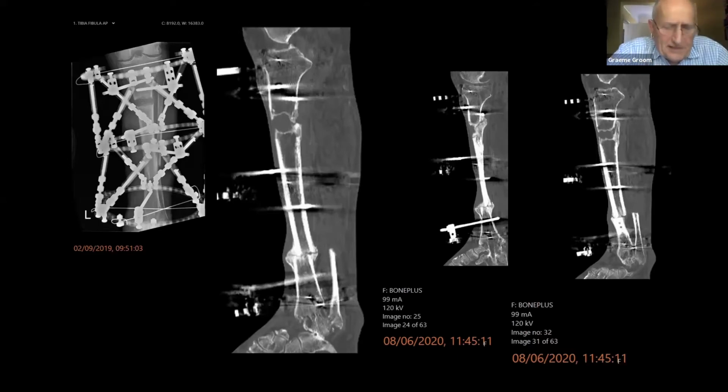And this is where it's a bit of a balance for us, and we're uncertain about it. We took the decision, aided by plain films, that he probably was united sufficiently to remove the frame. Now, our protocol when we do that is to remove the frame in clinic and to keep them touch weight bearing for a couple of weeks, and then slowly to increase their weight bearing after that. And this is a very reliable person.